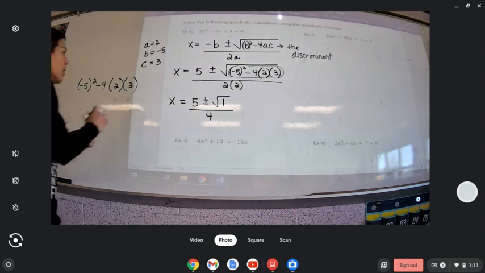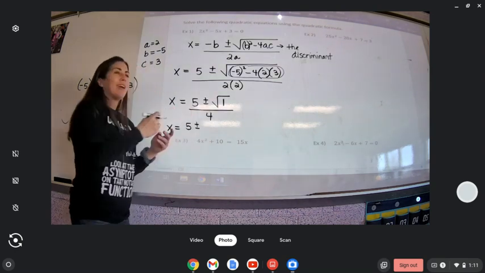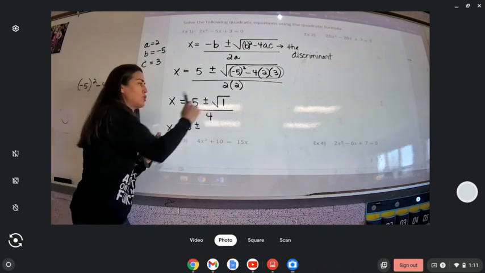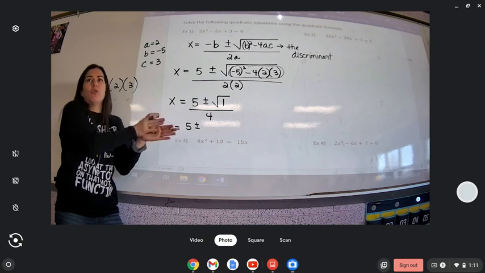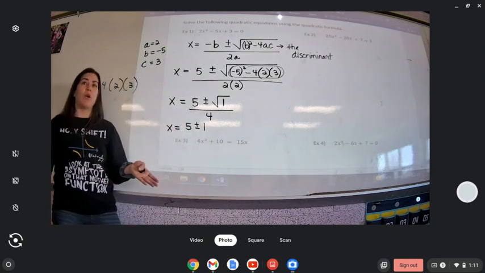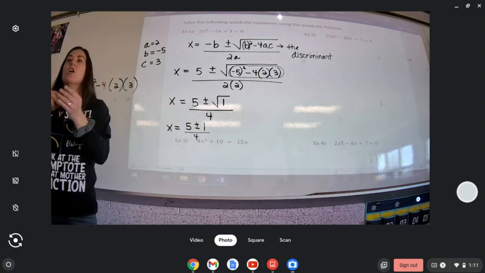All right, now we're going to go x equals 5 plus or minus. Guys, this is beautiful. It's a best case scenario for us. What's the square root of 1? It's 1. It's a number whose square root we can take. So we get 1, and it's not under a square root anymore. And then it's still divided by 4.